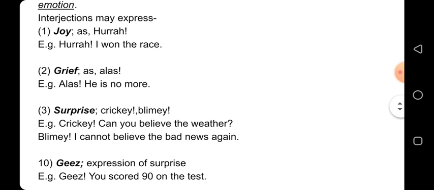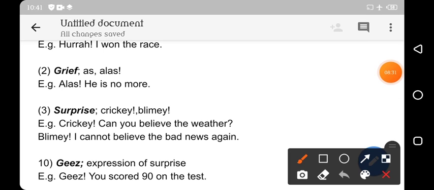All right. And then, feeling of surprise. Crikey or blimey. There are two words, crikey or blimey. Both can be used to express feeling of surprise. For example, crikey, can you believe the weather?